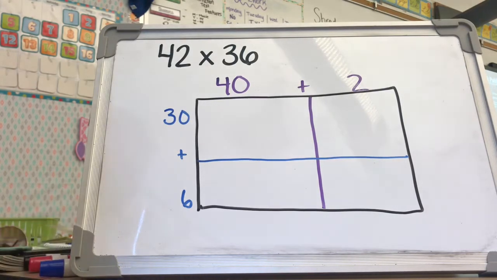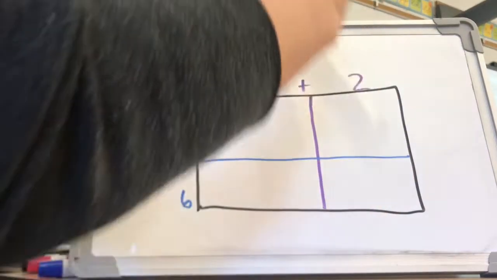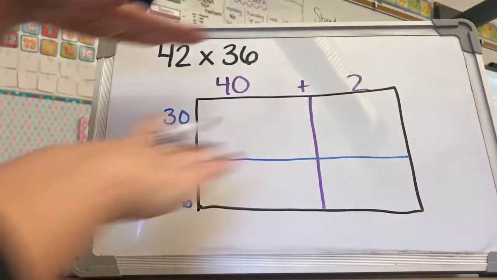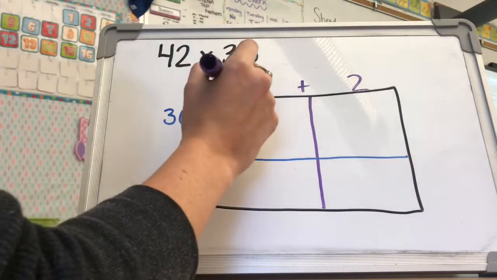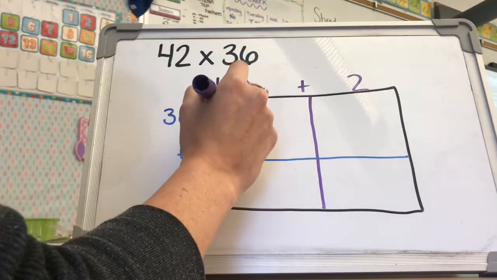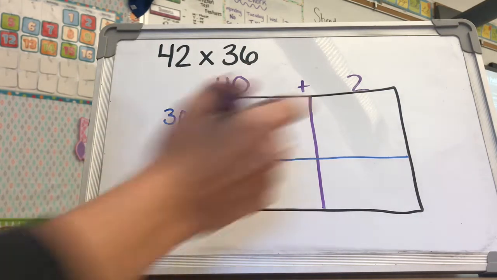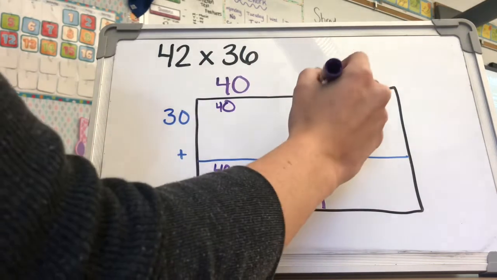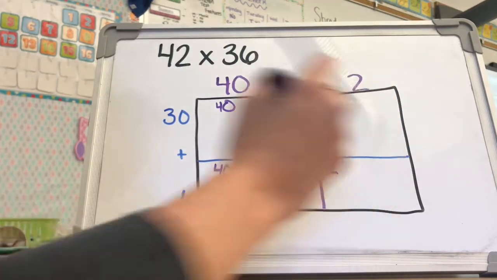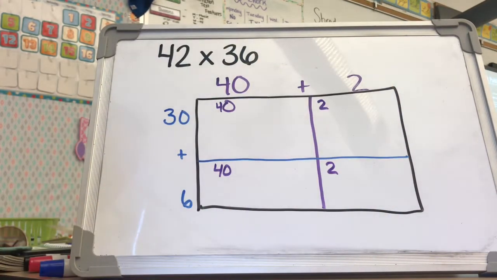Now, I always like to tell my students, columns, then rows. Columns, then rows. Remember that columns go up and down, rows go across. So this column has 40. So we want to make sure that 40 is in both of these boxes. This column has 2. So we want to make sure that 2 is in both of these boxes.